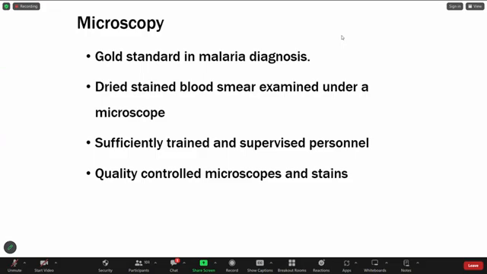Microscopy is the gold standard in the diagnosis of malaria. It involves drying a blood smear, then staining it well, and examining it under a microscope. But it needs a lab personnel or any other person who is trained, and that person should be supervised sufficiently. Also, the equipment, the microscope, and the stains used need to be quality controlled to achieve quality microscopy.